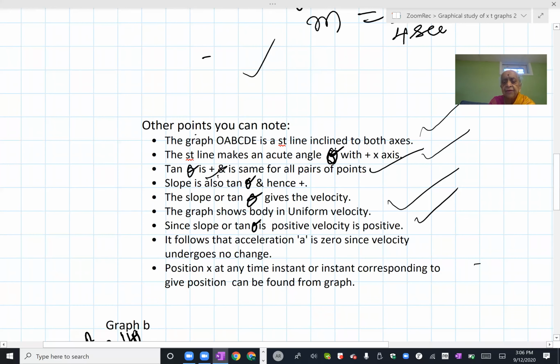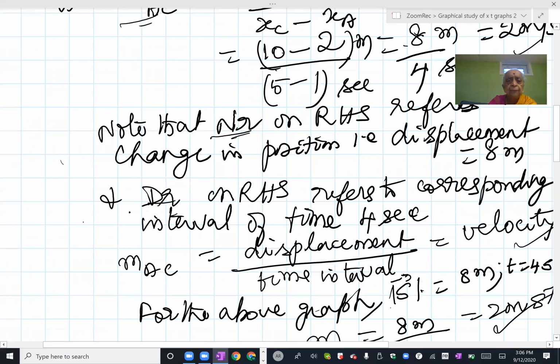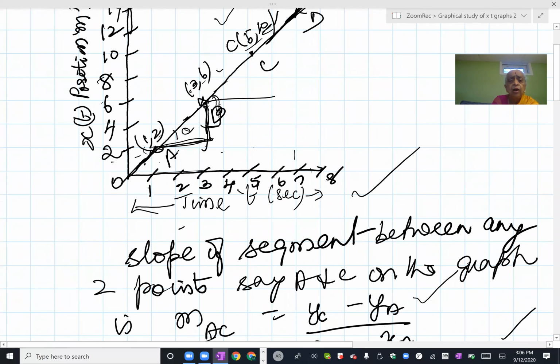Position x at any time, any instant, or the instant corresponding to a given position, can be found. For example, from this graph, if I am going to ask what is the position at 2 seconds, they may ask. At 1 it is 1, at 3 it is 3, therefore at 2 obviously it will be in between 1 and 3, therefore it will be 2 meters. So you have to say that at the instant 2 seconds, the body will be at 2 meters from the origin. That is what you should know.